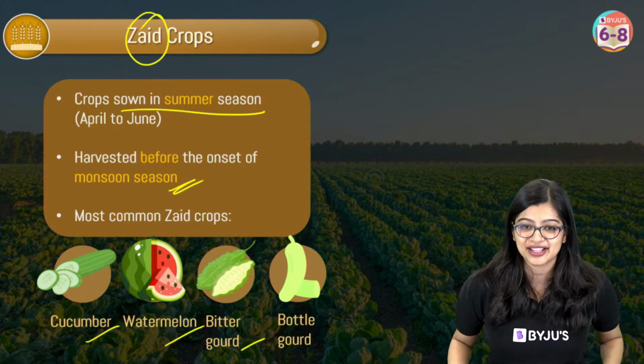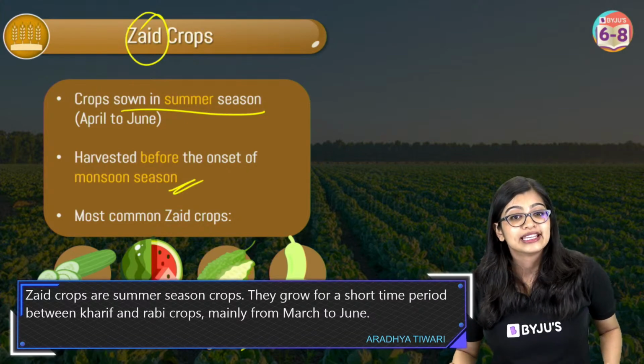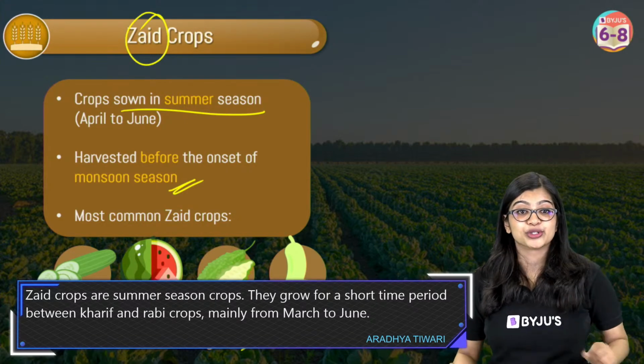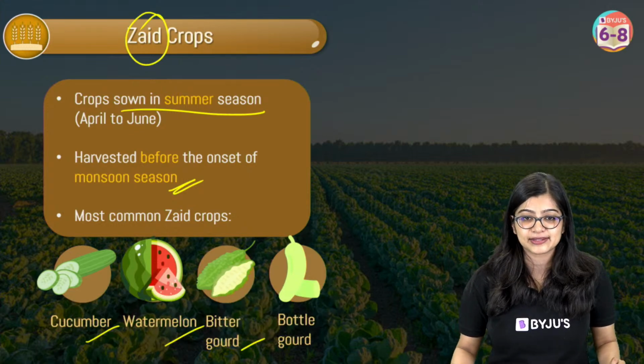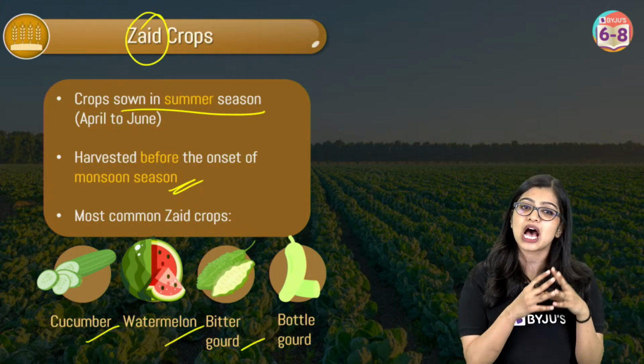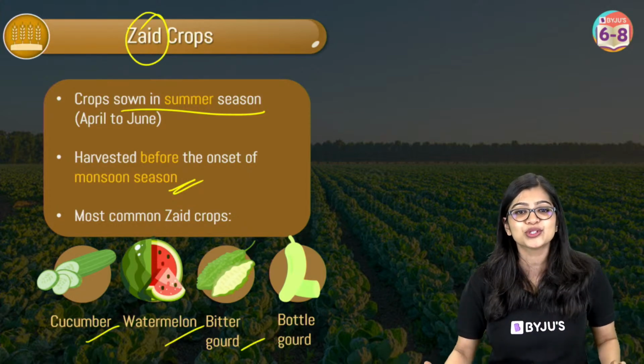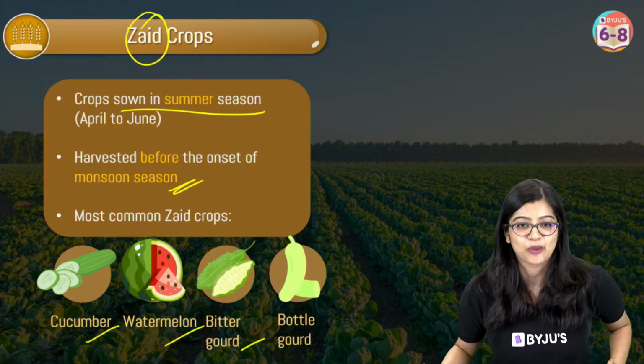Yes, wonderful Aradhya. They are summer season crops and they are grown for a short time. Yes, Zaid crops are important to know. Wonderful Gungun. Does Zaid mean rainy? No. We will say that Zaid crops are summer crops. It is completely okay, Gauri. No issues. We are talking about different types of crops.